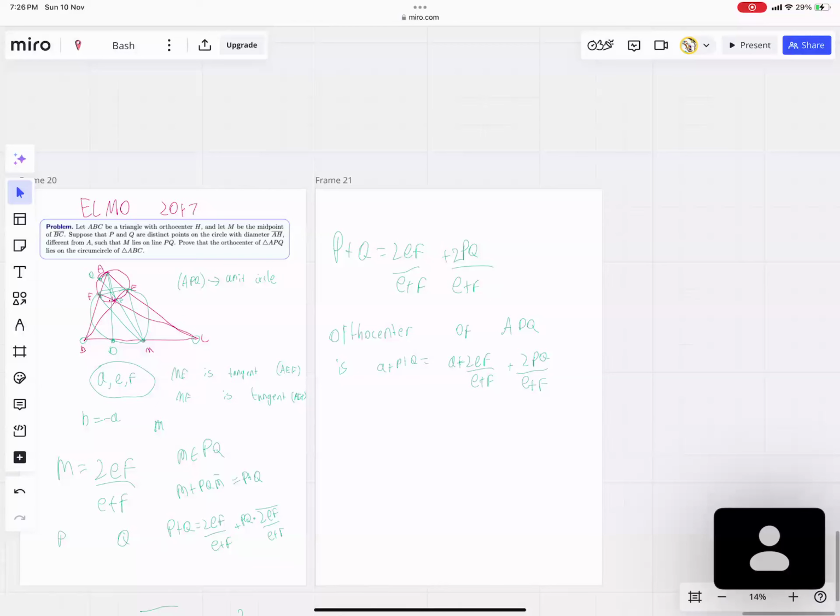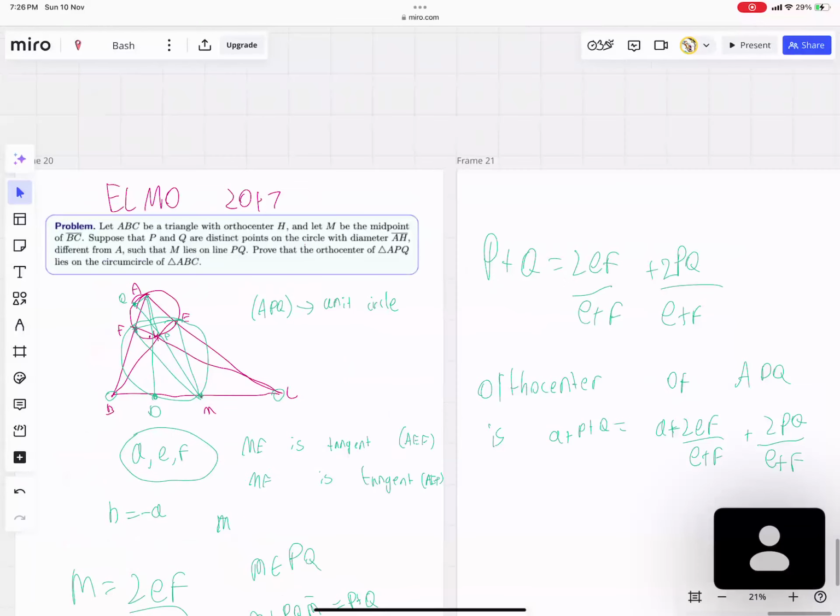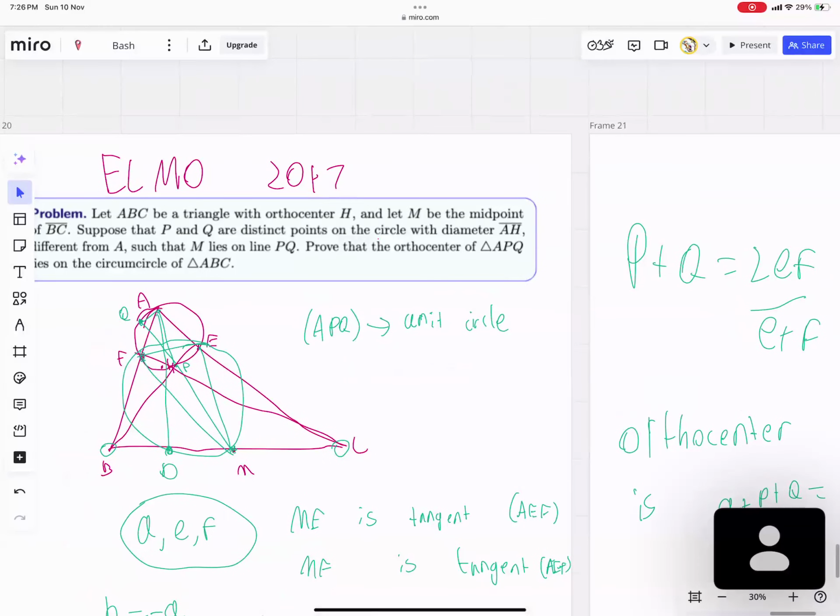So now we're still not done because we want to show that this orthocenter lies on the circumcircle of ABC. But before we can do that, we need to find the circumcenter of ABC, the coordinates. So how can we do that?